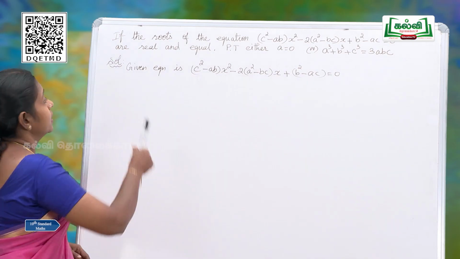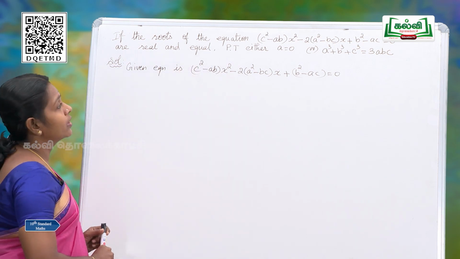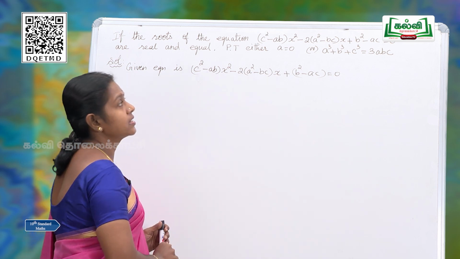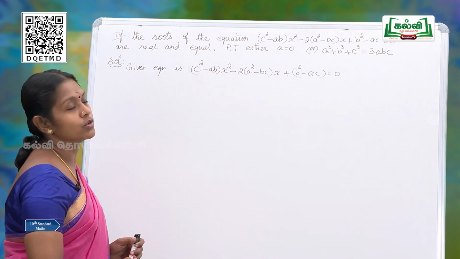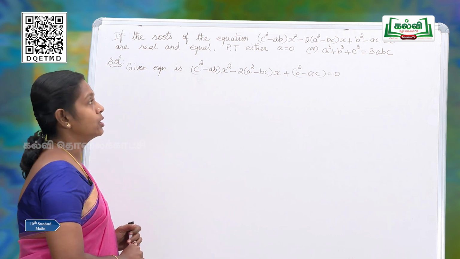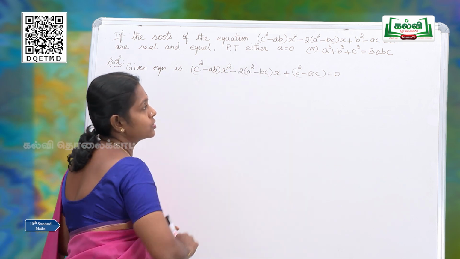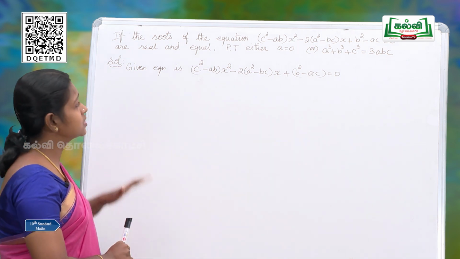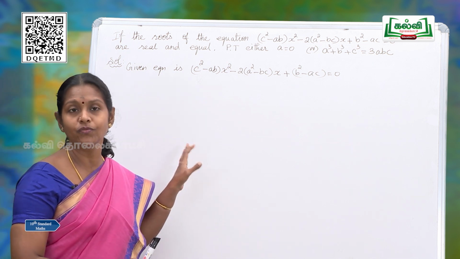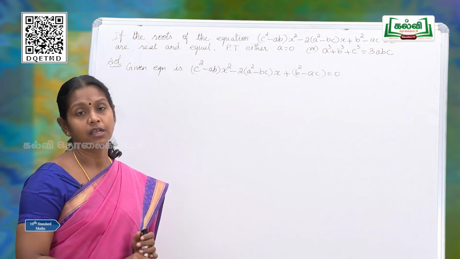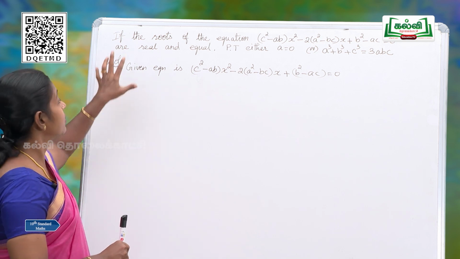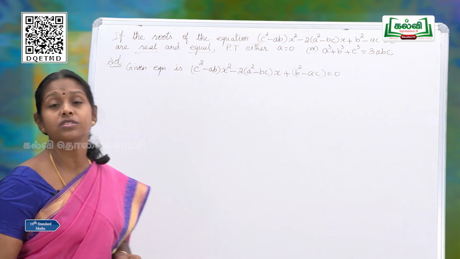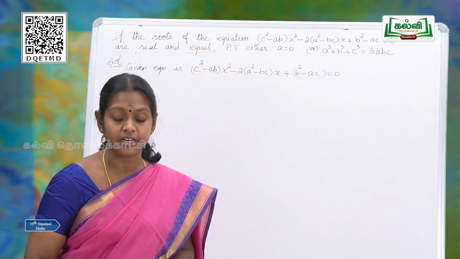Good. Next question. If the roots of the equation (c squared minus ab) of x squared minus 2 of (a squared minus bc) of x plus (b squared minus ac) is equal to 0 are real and equal, prove that either a equal to 0 or a cube plus b cube plus c cube is equal to 3abc. In this question, they didn't ask you to prove whether it is real or not. They have given the clue. Our clue is what? Real and equal, right? So we have to use that clue and prove what is given in the question.